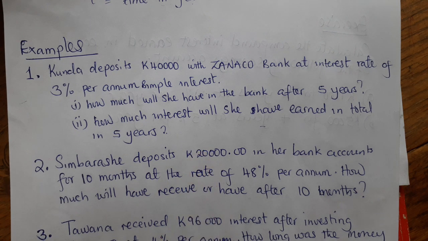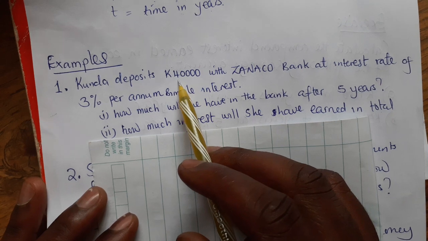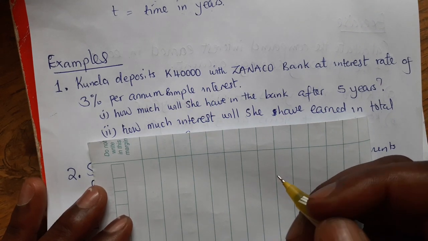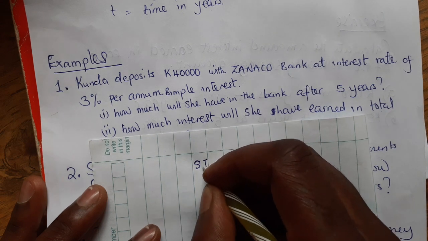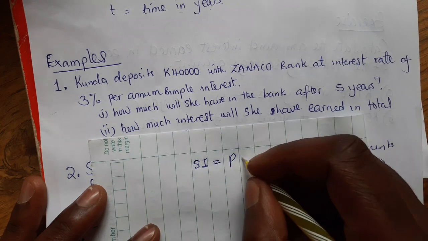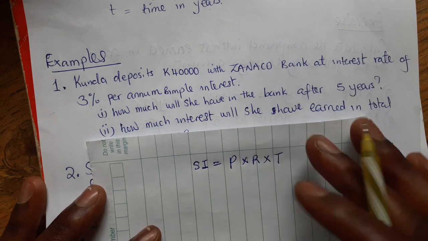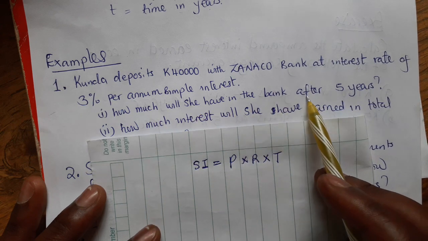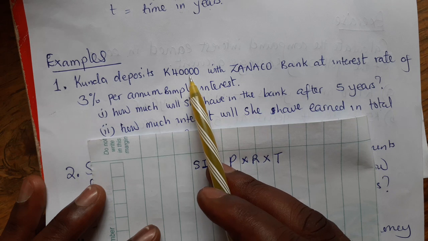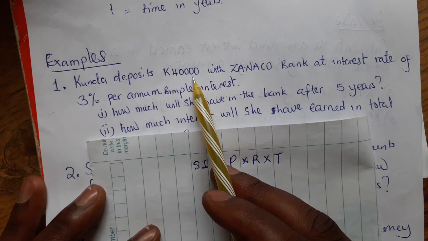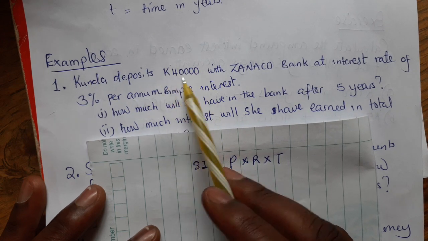So we want to look at after 5 years, how much is Kunda going to have? Because this is the amount that she has deposited, and then we are looking at how much she is going to make after 5 years. So don't forget, the formula for simple interest is equal to principal multiplied by R multiplied by time. So how much will she have in the bank after 5 years? In the bank after 5 years, we know that there will be this 40,000. Are we together? There will be this 40,000. Now, on top of this 40,000, there will also be an interest.